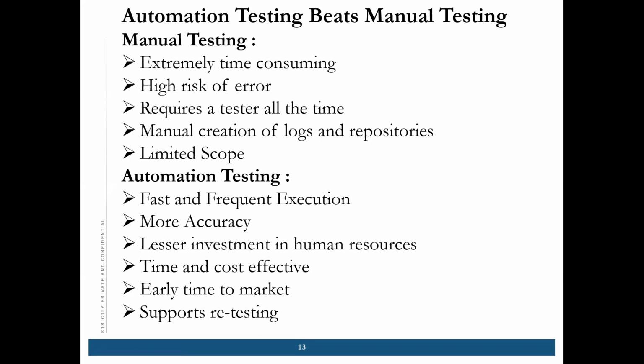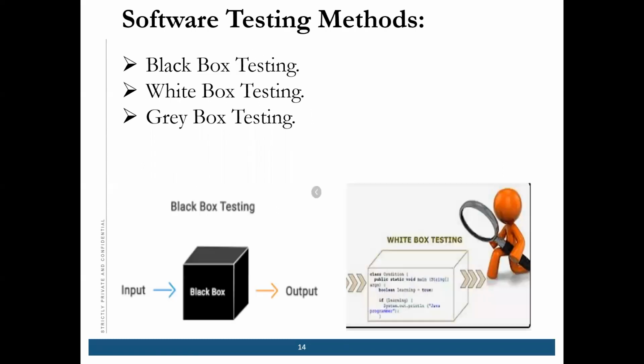Early time to market. As you are done with your test cases soon, and all your test cases are ready and executed, you get time to market your product early. And it supports retesting. Of course, it is for retesting that you have automated all those test cases. So for retesting or regression testing, automation is very helpful.